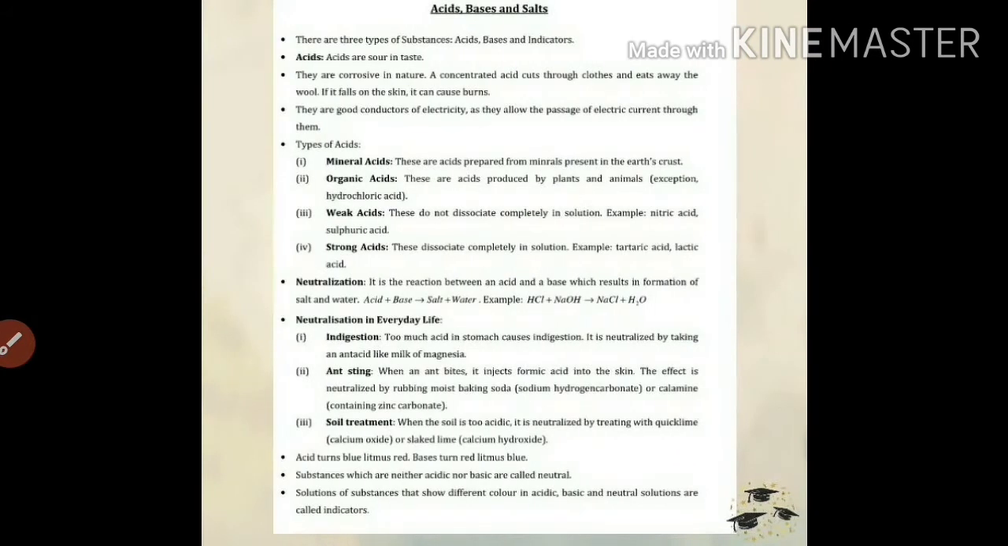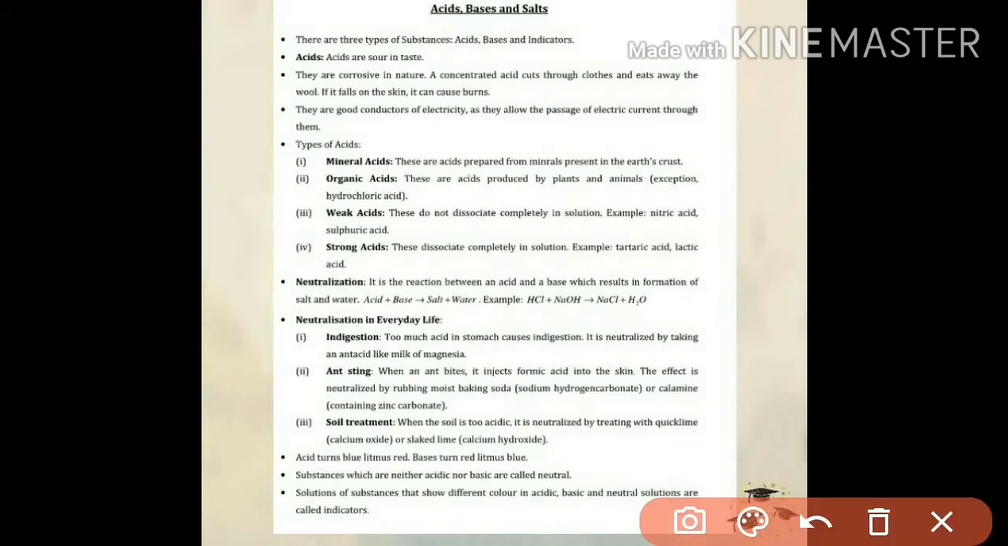Second, ant sting. When an ant bites, it injects formic acid into the skin. The effect is neutralized by rubbing moist baking soda, sodium hydrogen carbonate, or calamine containing zinc carbonate. Soil treatment. When the soil is too acidic, it is neutralized by treating with quicklime, calcium oxide, or slaked lime, calcium hydroxide.